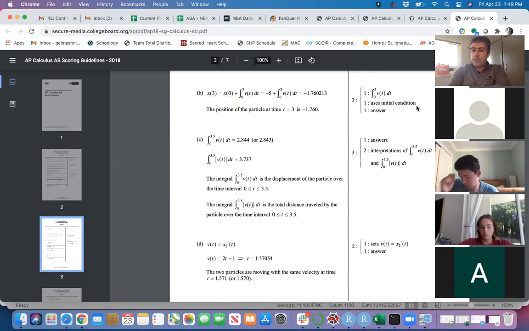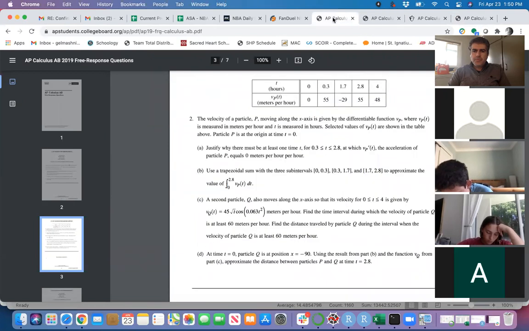So questions about 2018 number 2? Nope. All right, so let's go and try 2019 number 2. It might seem a little difficult at first, but it's the same kind of situation. So it's linear motion. I'll go ahead and stop the recording as well.